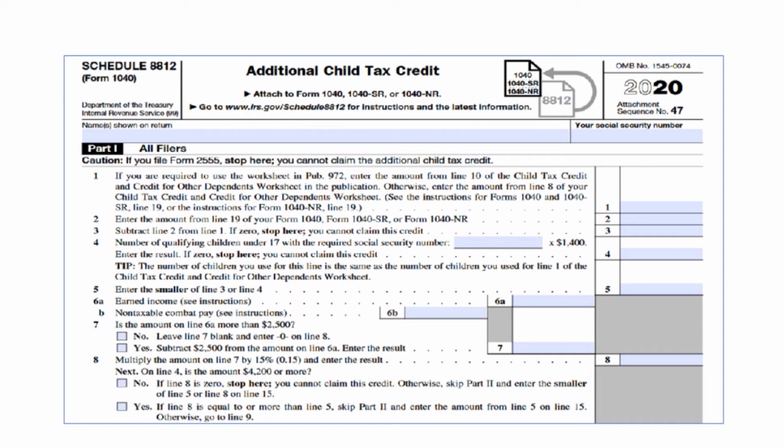So at this point, you will take one of the following 4 steps. I'm going to be very, very slow. I want you to pay attention and take notes if possible. Step 1: if line 4, the number of qualifying children you have multiplied by 1,400, is not 4,200 or more, or line 8 is 0, you cannot claim the credit. Step 2: if line 4 is not 4,200 or more, and line 8 is greater than 0, you want to skip part 2 and enter the smaller of line 5 or line 8 on line 15. Step 3: if line 4 is $4,200 or more, and line 8 is equal to or more than line 5, you want to skip part 2 and enter the amount from line 5 on line 15. The 4th scenario is that if line 4 is $4,200 or more and line 8 is less than line 5, you want to continue on to complete part 2.